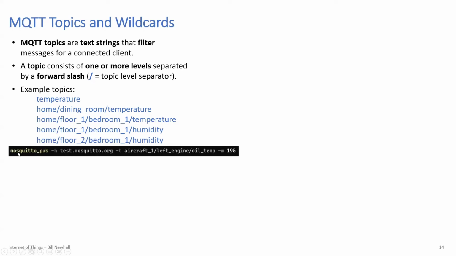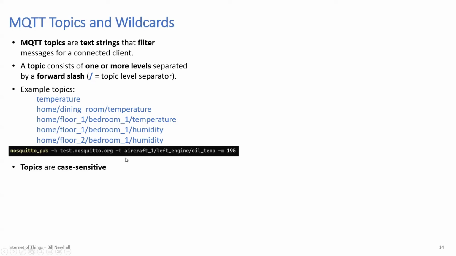And you can do something like this. Mosquito Pub, here's the publishing client to this broker. And I'm going to publish to the topic, aircraft 1, left engine oil temp. Right? Message is a number, 195. And you might have left engine and right engine, or you might have left engine, oil pressure. So you can have different organizations like that that describe where the data is coming from. It makes it useful in a way I'll show you.